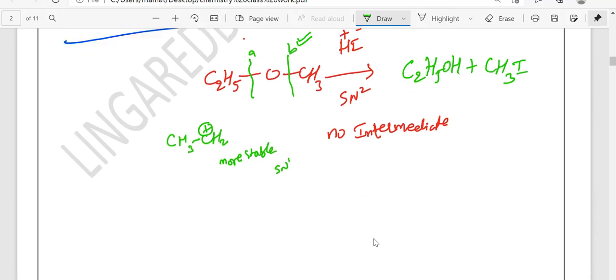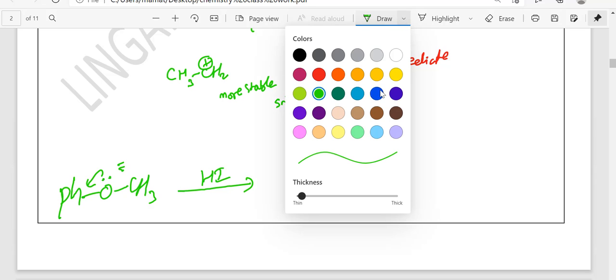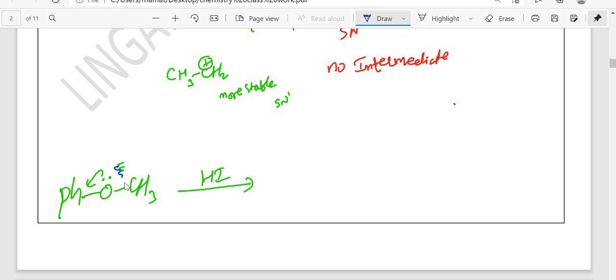Next, suppose phenol one side and methyl is there. Now the cleavage, how it will be? Very simple here, resonance is there between benzene and oxygen. That's why this bond cannot break up easily. So obviously the bond will break in between oxygen and methyl. So you will get phenol plus methyl iodide.